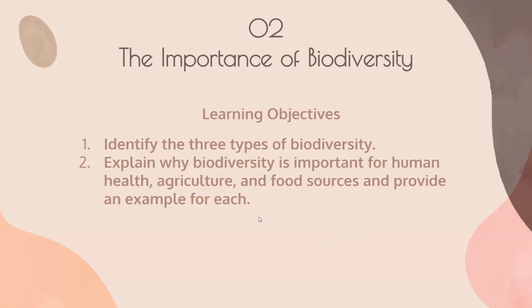And by that, I mean that you should be able to explain what they are. I also want you to be able to explain why biodiversity is important for human health, agriculture, and food sources. And then you need to be able to provide an example for each of these.